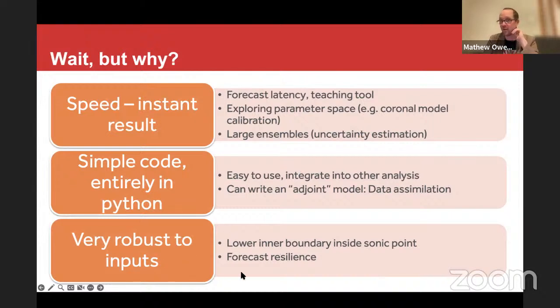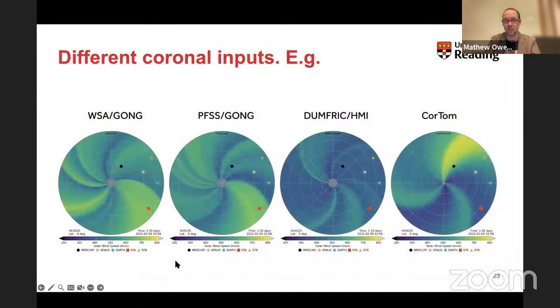It's also a really robust code. As I say, our forecast is frequently not available, but that's not because the code falls over. That's because the janitor has unplugged it or whatever. You can throw whatever inner boundary conditions you want at HUXt, and it will give you a solution. It's kind of bomb-proof. So there's some resilience in that, and it makes using different inputs from different coronal models very easy, which I'll show here.